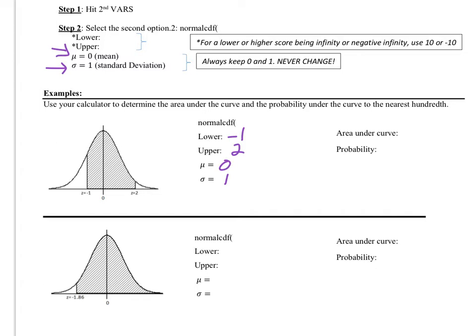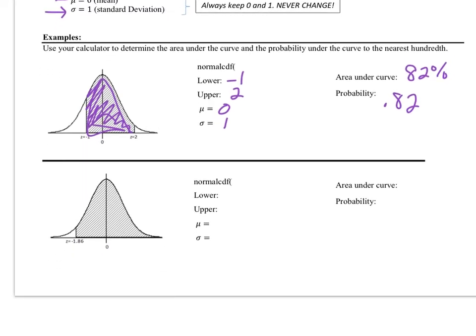Okay, so we just plug these into our calculator, and when we do, we get 82%. I'm just going to round to the nearest percent. So 82% of the people lie in this area right here, and the probability of getting a score in between those is 0.82. So remember, probability is a number between 0 and 1, and percent is just that times 100.